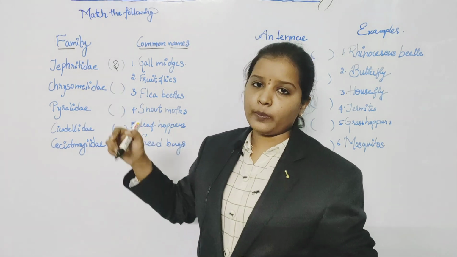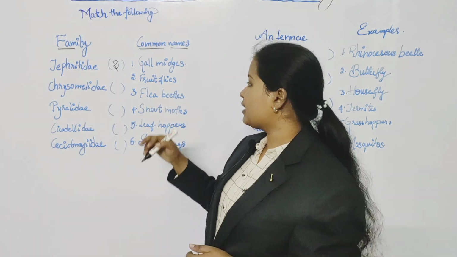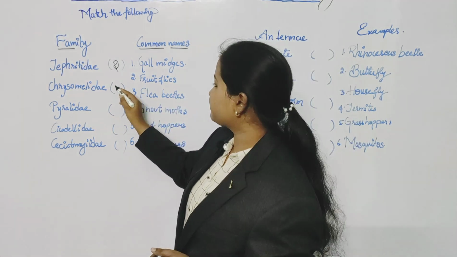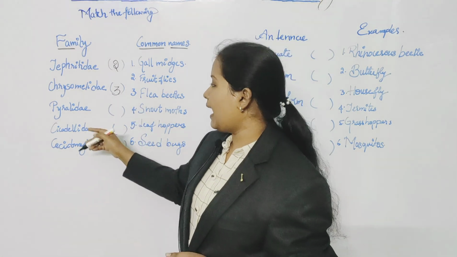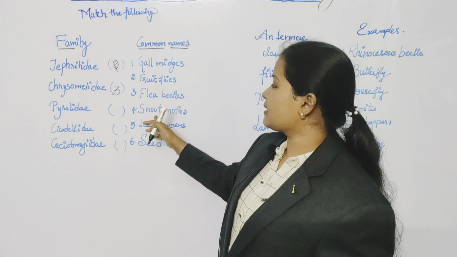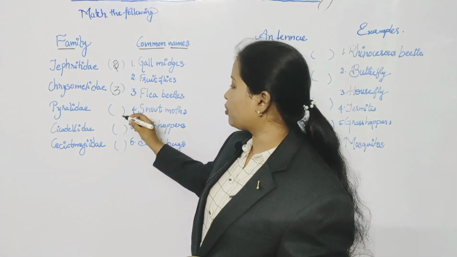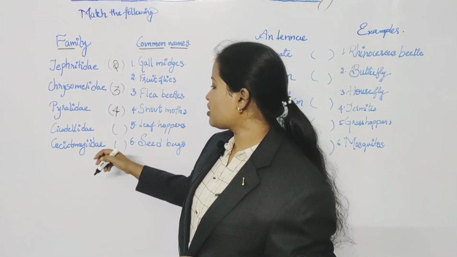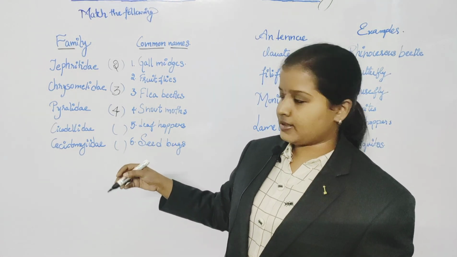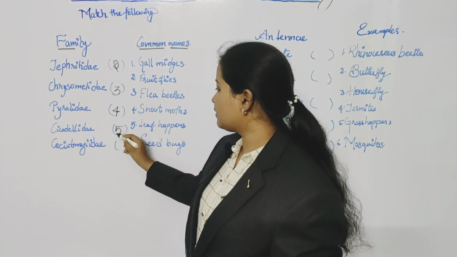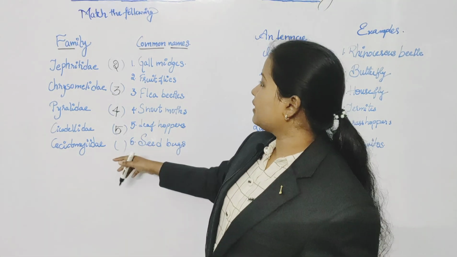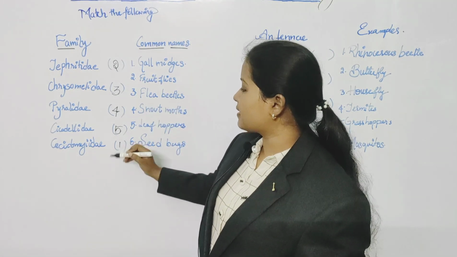Next family is Chrysomelidae. Chrysomelidae family includes flea beetles. Third option. And Pyralidae. Pyralidae family includes snout moths. Next is Cicadellidae. Cicadellidae family includes hoppers, that is leafhoppers. So here we can match with fifth. And the last is Cecidomyiidae. Cecidomyiidae family includes gall midges. Here we can see the first option.